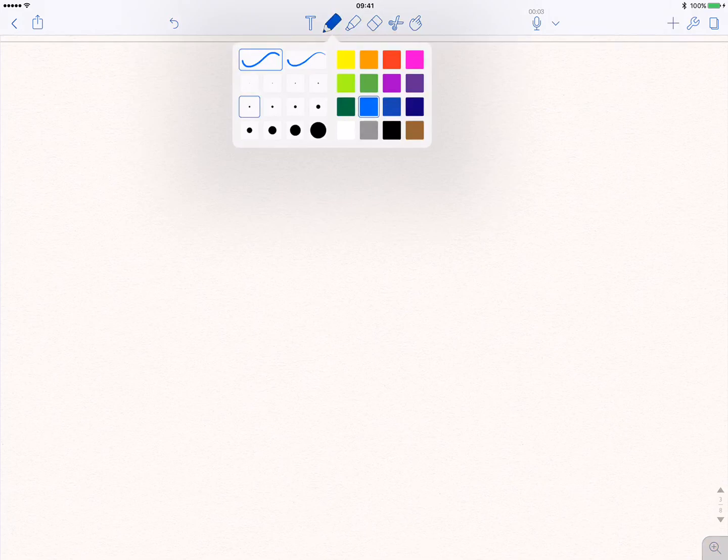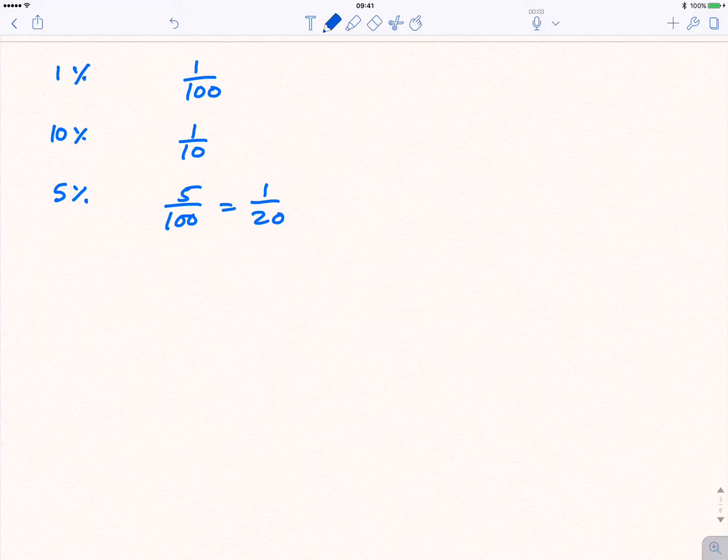And you need to be able to recall them instantly. What are they? Well, 1% is 1 out of 100. 10% is 1/10 in its simplest form. 5% is 5 out of 100, which in its simplest form becomes 1/20th.